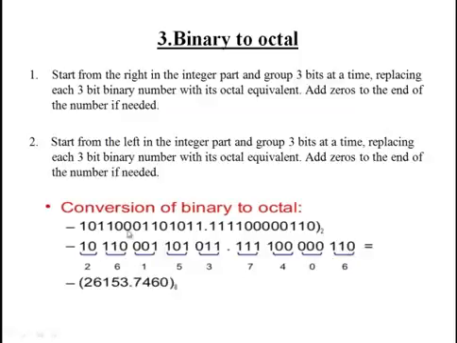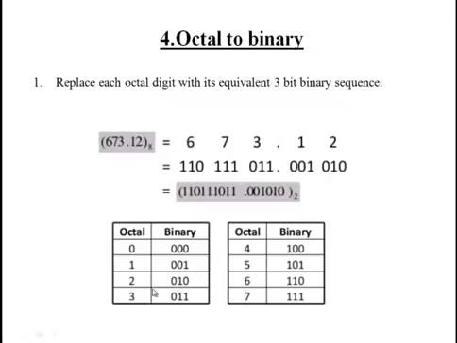After that, when we make these groups of 3 bits, we replace each 3-bit binary number by its octal equivalent. Say 011 in octal is 3, 101 in octal is 5, similarly 10 in octal is 2, similarly for the fractional part 100 is 4. So this binary number is equal to 26153.7460.